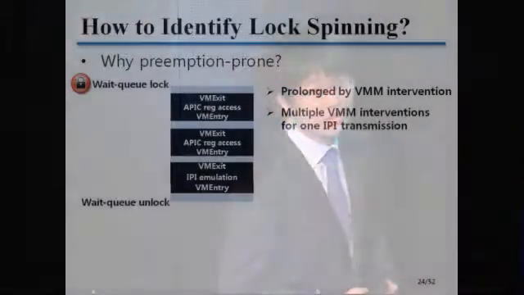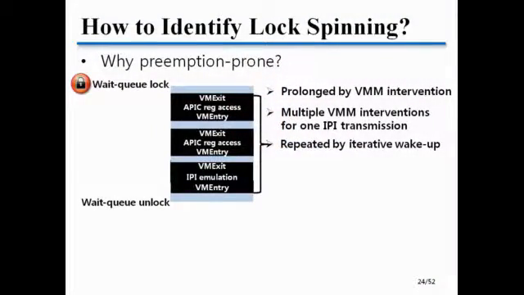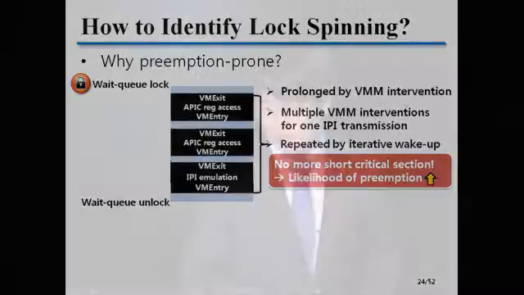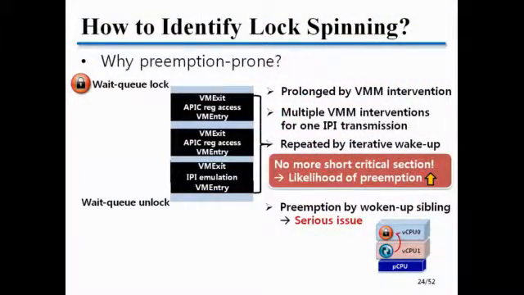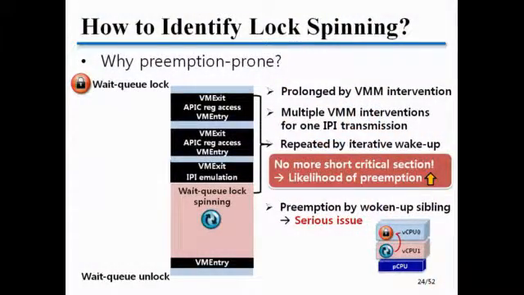Even worse, more interventions are required to prepare for sending a single IPI. Furthermore, this can be repeated by iterative wake up. So as you can see here, we have no more short critical section, so the likelihood of preemption can be increased. And finally, this problem becomes very serious when the sibling vCPU is queued up on the same physical CPU as the waking one, like in this figure, because the lock holder preemption always happens in this case.